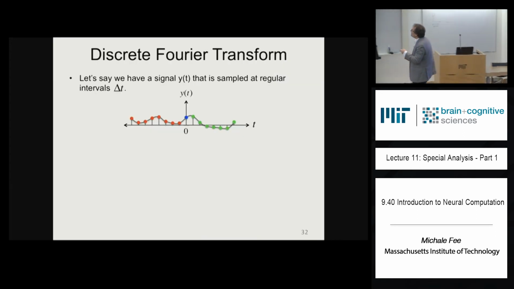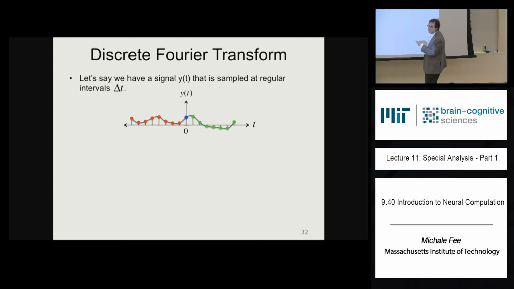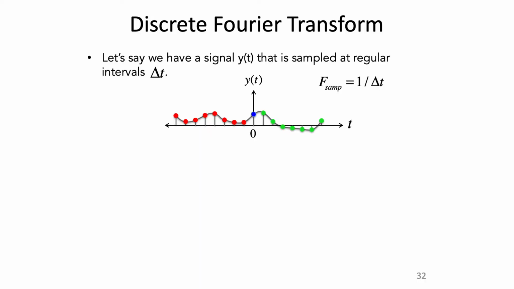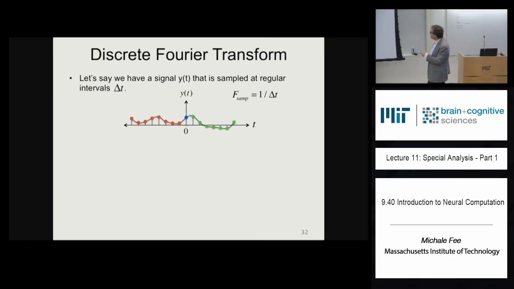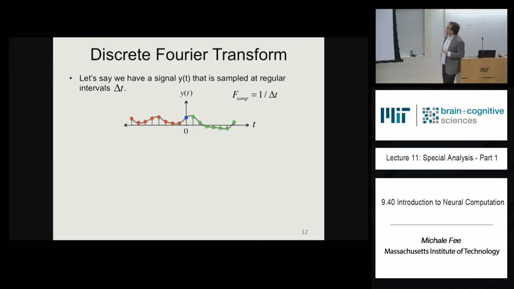And we're going to consider the case where we have signals that are sampled at regular intervals delta t. Here we have a function of time y of t, and we're going to sample that signal at regular intervals delta t. So this is delta t right here, that time interval. So the sampling rate, the sampling frequency, is just 1 over delta t.